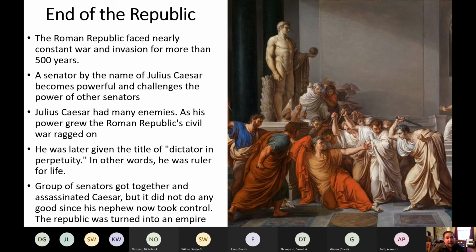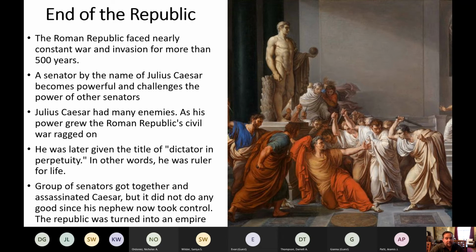So, the end of the Republic. The Roman Republic faced nearly constant war and invasion for more than 500 years. A senator, once again, by the name of Julius Caesar, becomes powerful and challenges the power of the senators. Julius Caesar had many enemies. His power grew, and the Roman Republic's civil war raged on.